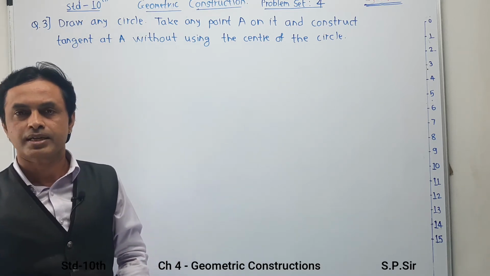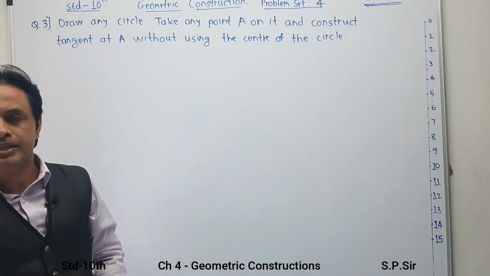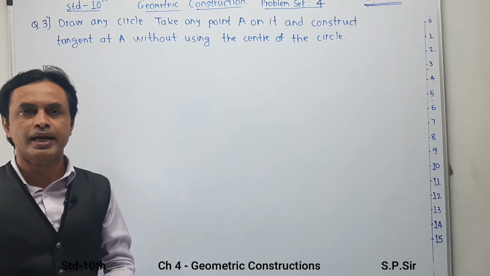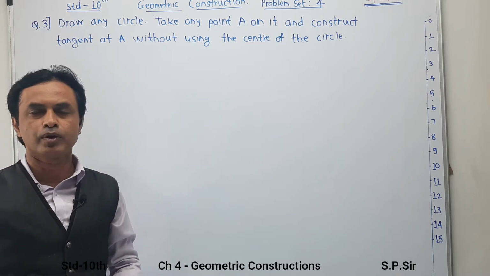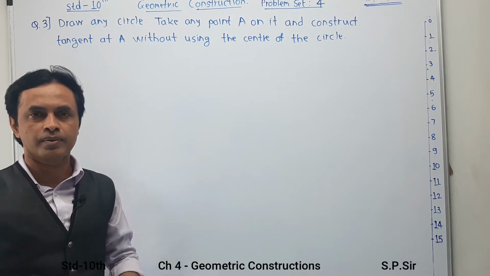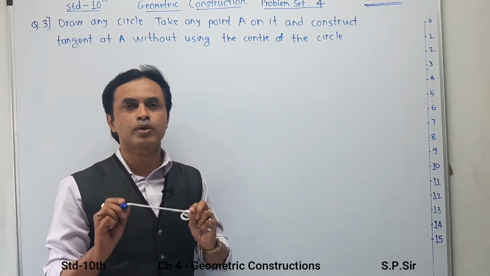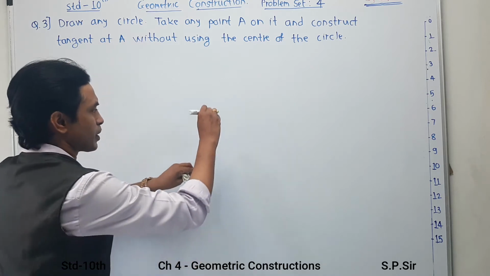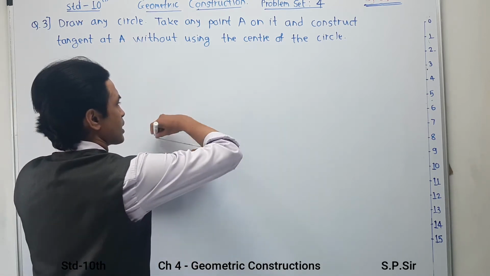In this case we have to take any tentative radius which is suitable for your paper and diagram, and with the help of that we have to draw a tangent at any point without the center of a circle. So I am going to take a random radius. I am not going to measure any part, and first of all I am going to draw a circle over here.